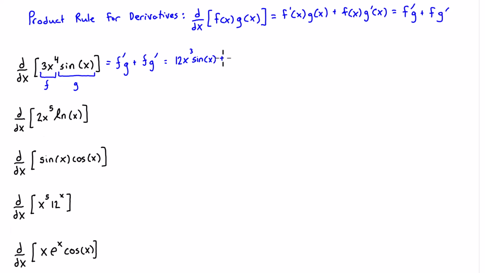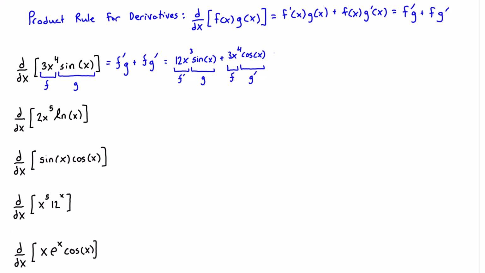Okay. So then for the second part of this, we're just going to multiply by a regular old f, which is 3x to the power of 4, times the derivative of g. And the derivative of sine of x is cos of x. So just to highlight this again, this here is f prime, this is g, and then this is f, and this part here is g prime. So that's exactly what we did.